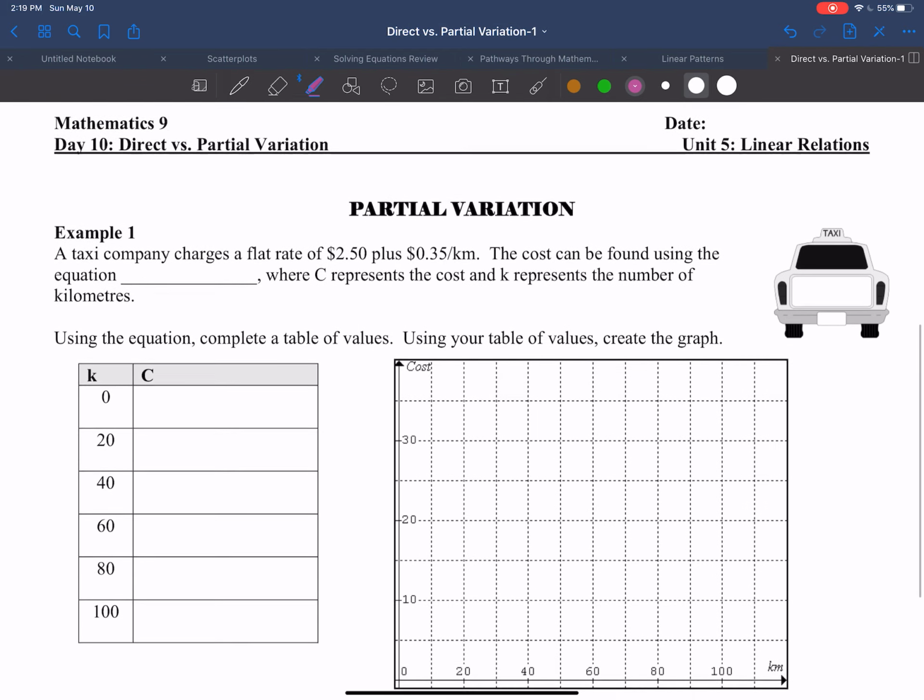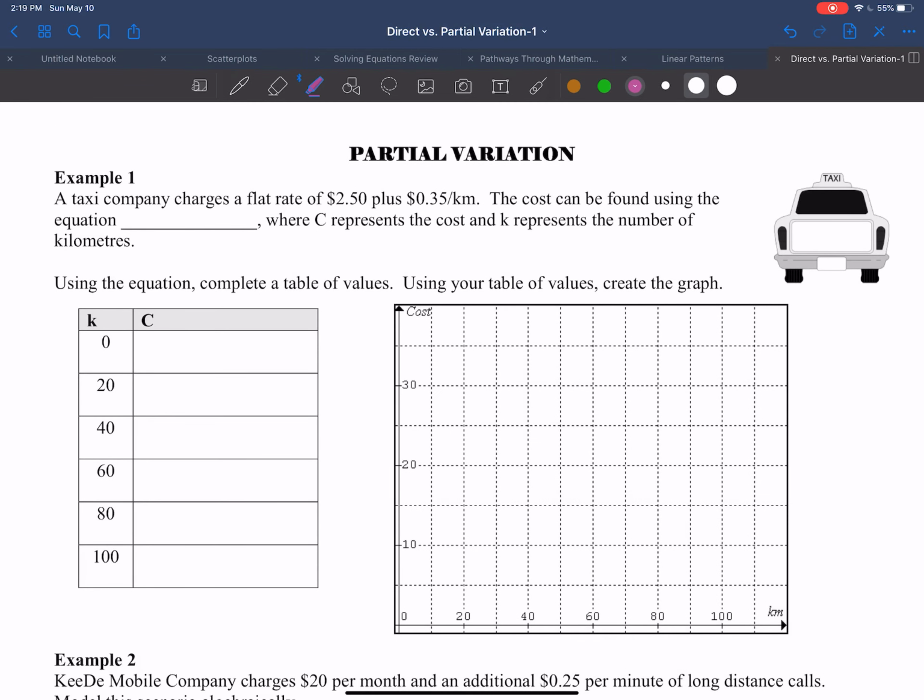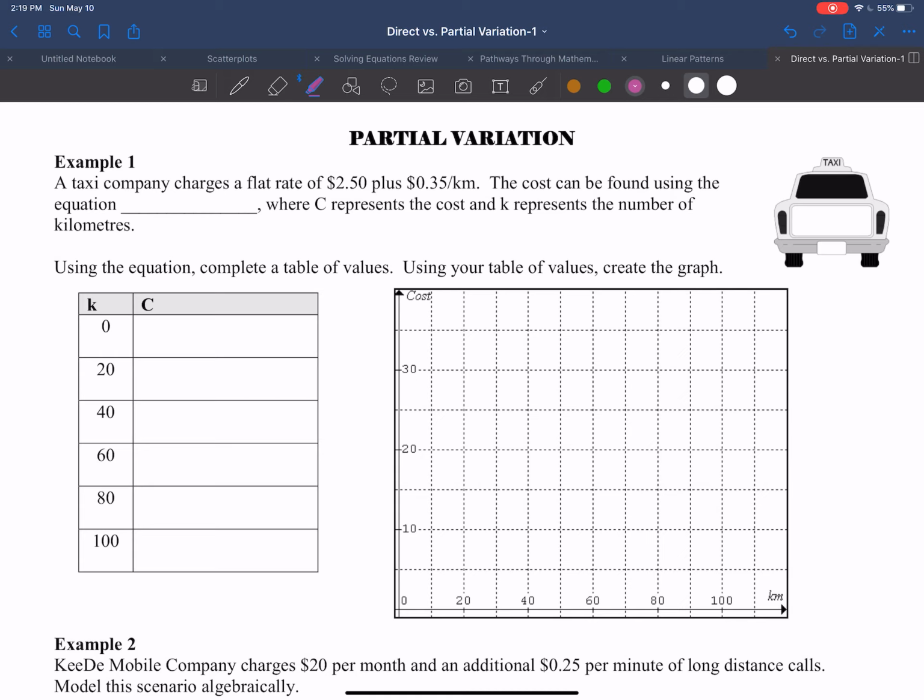Okay, so what does partial variation look like? The taxi company charges a flat fee of $2.50 plus 35 cents a kilometer. The cost can be found using this equation. So we have C, which is the cost, is our rate of change. So how is it changing? It's 35 cents per kilometer, so 0.35K.